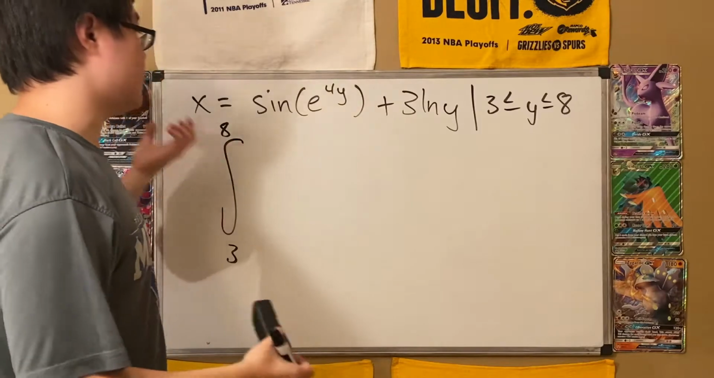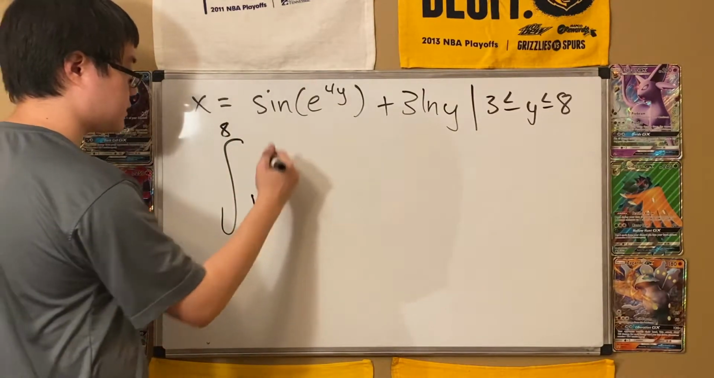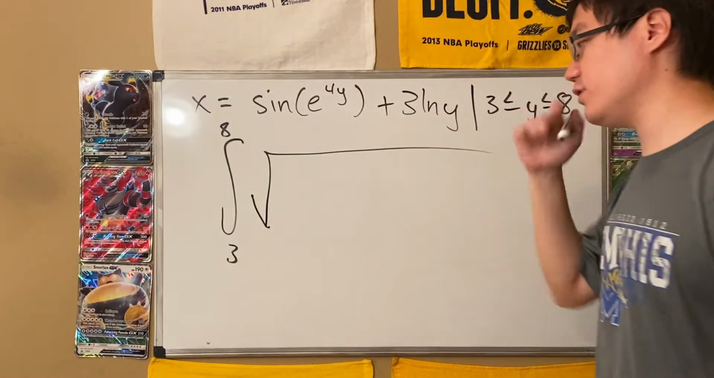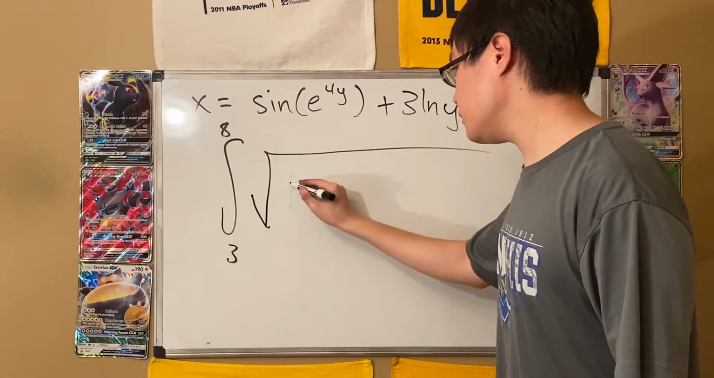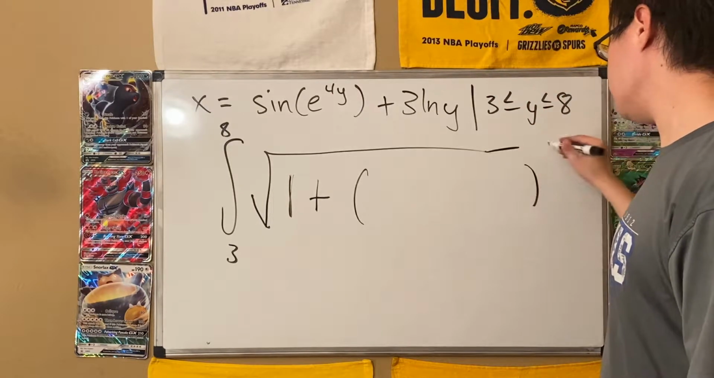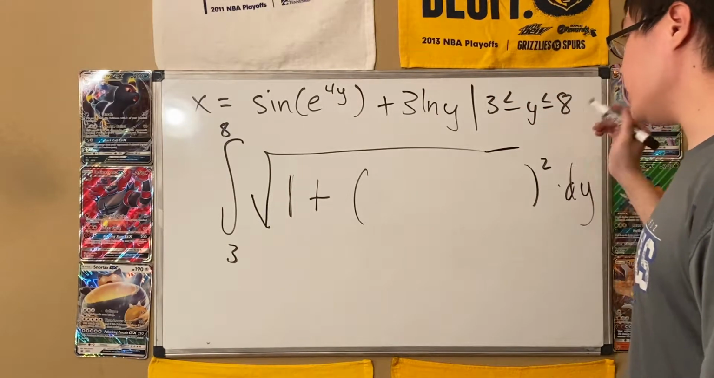Just like normal, the top number is the bigger number. Write a nice big square root. Look how big we can write because there's so few steps. We can write everything pretty big. It's going to be 1 plus whatever is the derivative, squared, and then we'll put dy at the end.